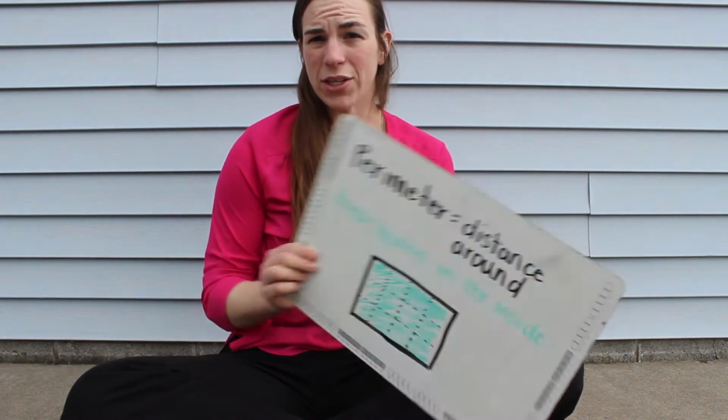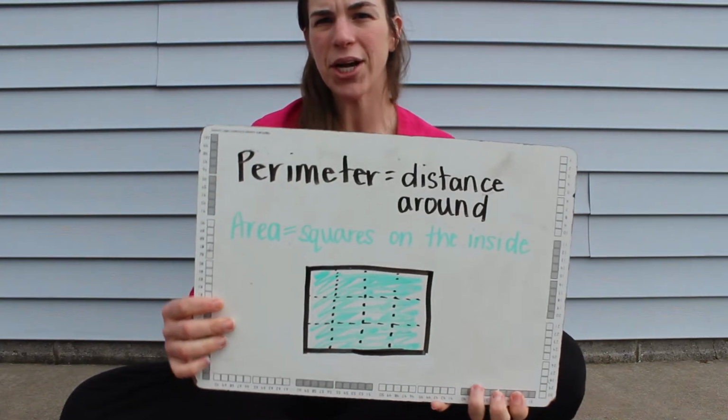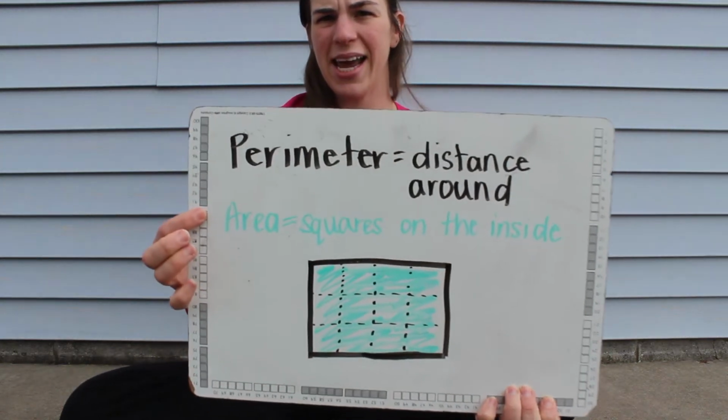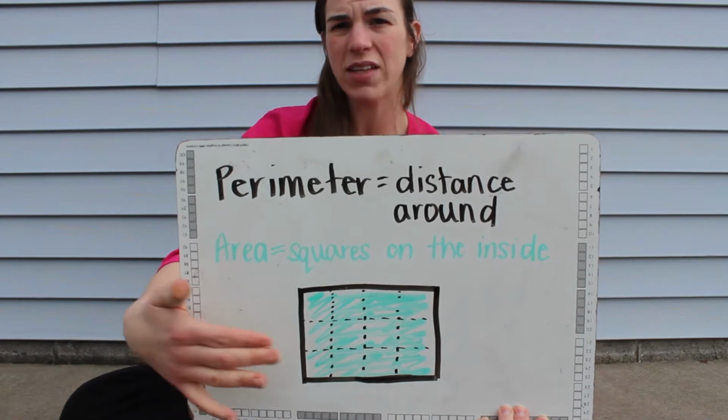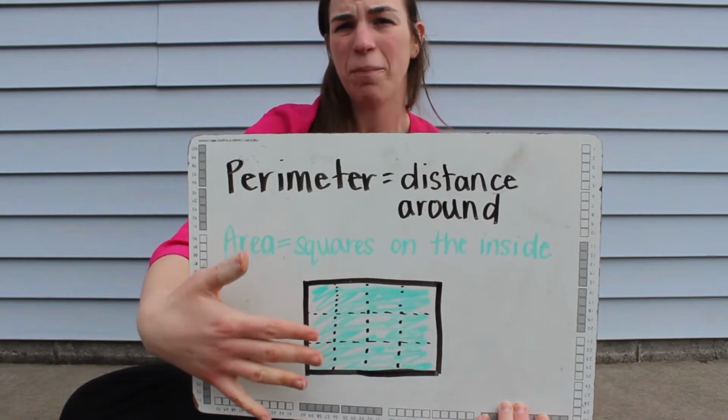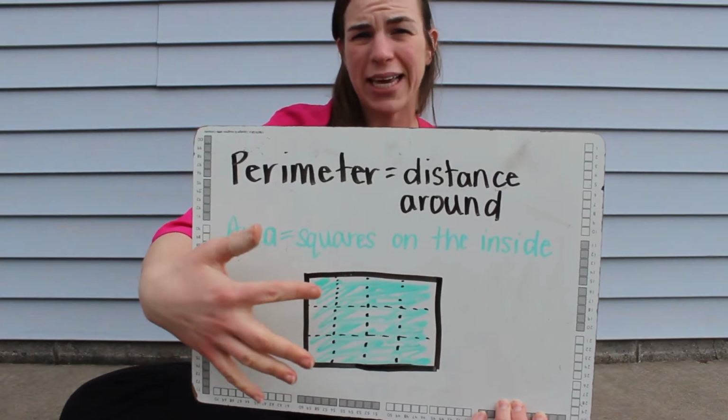Hello, it's Miss Reimann. I wanted to teach you a little bit about area. So area has a close relationship with something we call perimeter. Now, we learned about perimeter already, and perimeter is the distance around, and area is all of the stuff on the inside, but specifically squares on the inside.